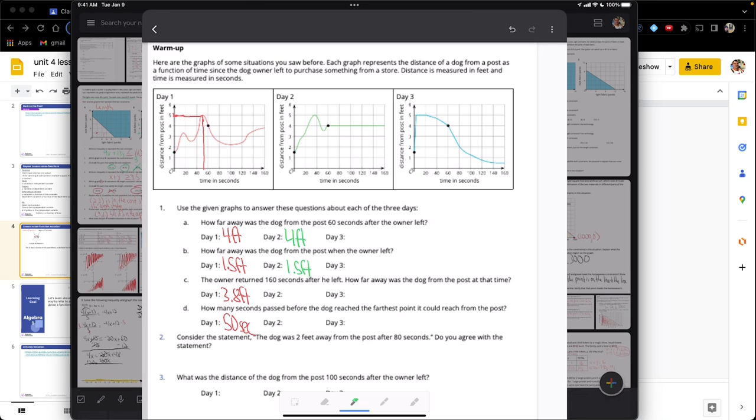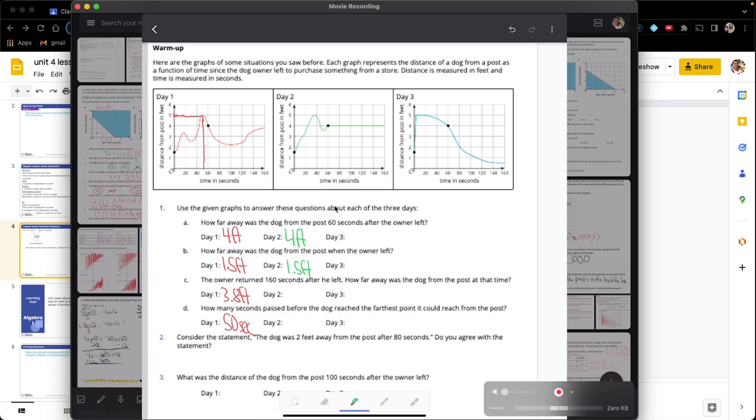Okay. Owner returned 160 seconds after he left. How far away was the dog from the post at the time? So 160 seconds is here. It looks like it's 4 feet.